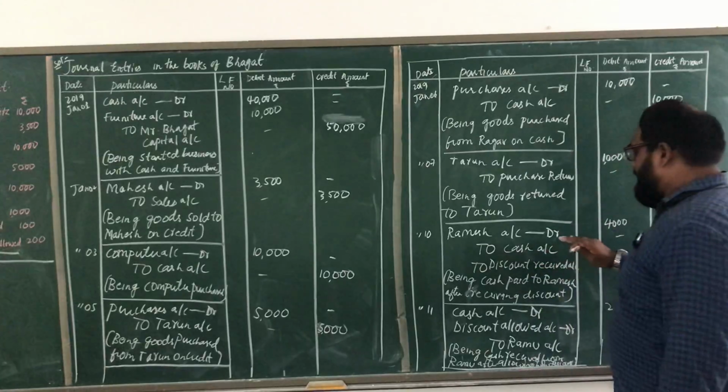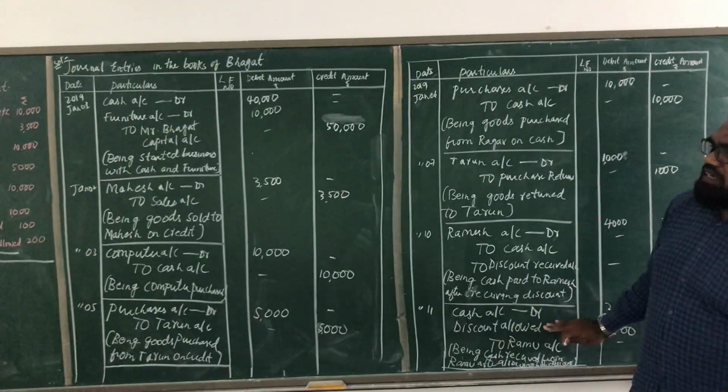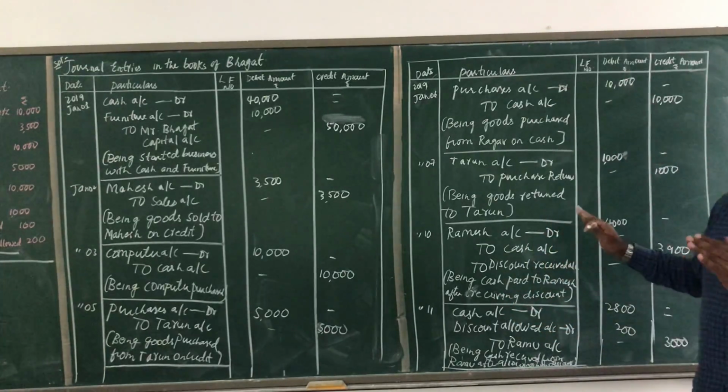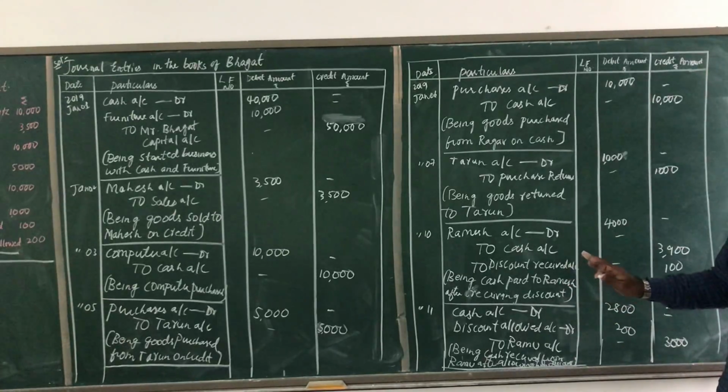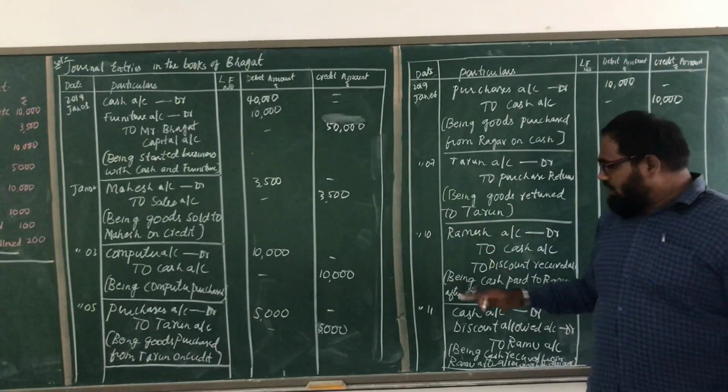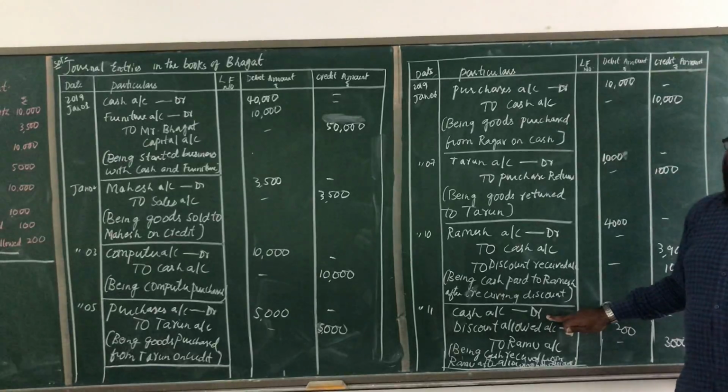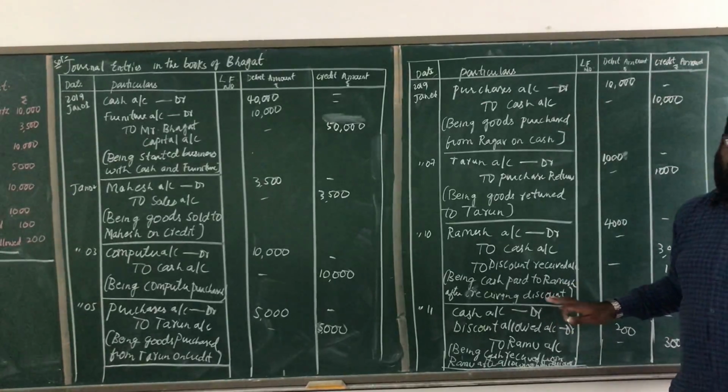Whenever cash received is given, we have to write cash in the debit. Whenever cash paid is given, we have to write cash in the credit. That's a very important point you have to remember. Whenever cash received is given, cash should come in the debit as per the rule of real account. Okay, thank you.